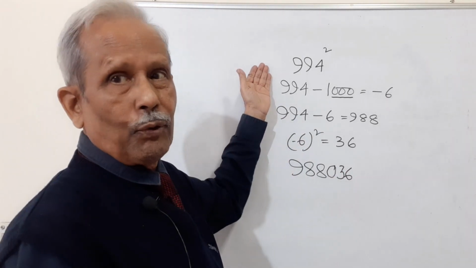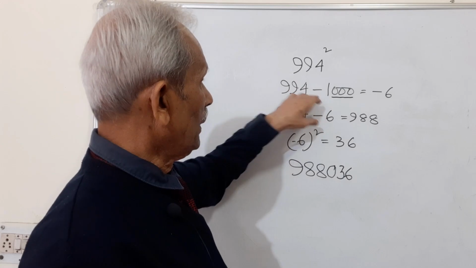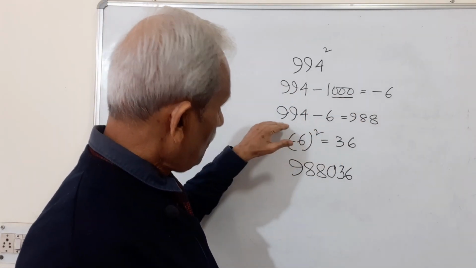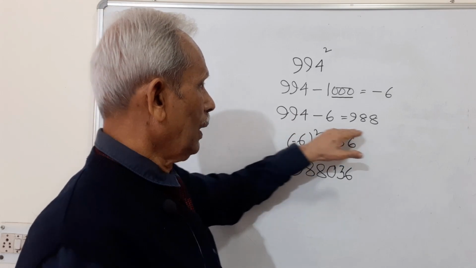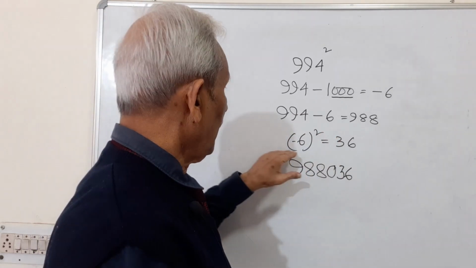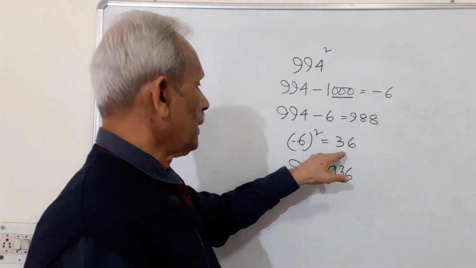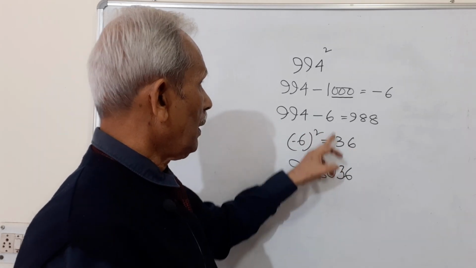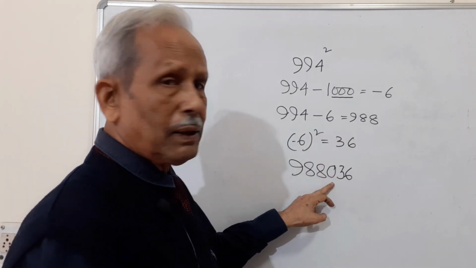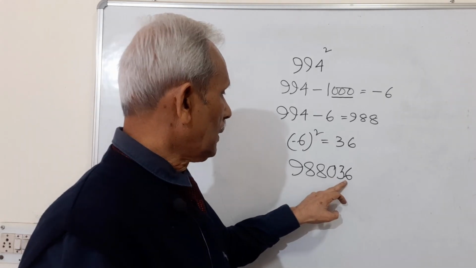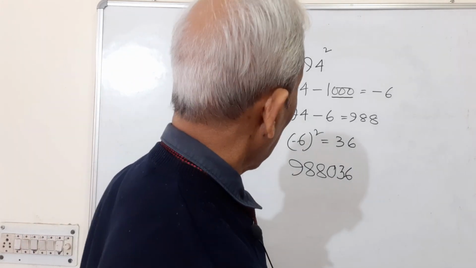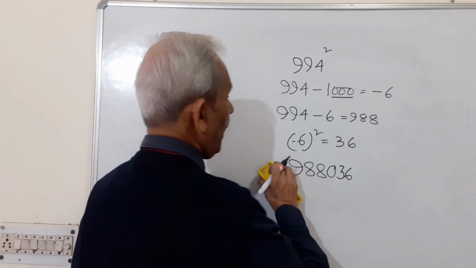Squaring of 994, the base is 1000. Difference from the base is -6. So subtract this number from 994, you get 988, and then -6 whole square is 36. Now first part of the answer is 988. For the second part there are 3 zeros, you have to occupy 3 spaces. So you write 36 and 0 here, 988036. I think you understand it very clearly.